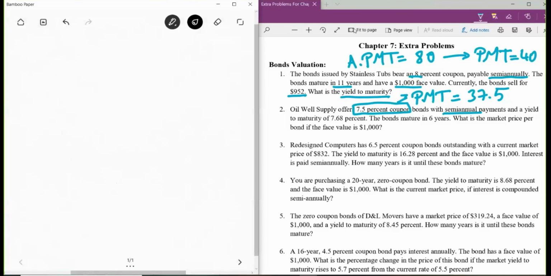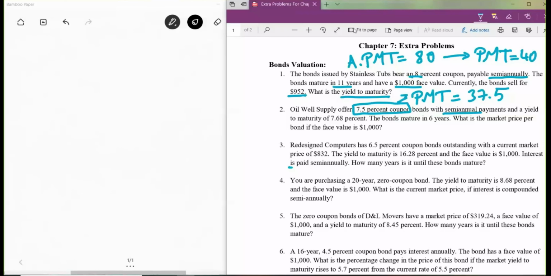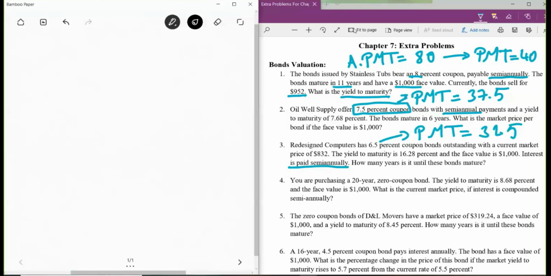I move now to problem number 3. Redesigned Computers has 6.5% coupon bonds outstanding. The current market price is 832. Yield to maturity 16.28. Face value 1000. Interest is paid semi-annually. This means that the payment equals 6.5 times 1000 divided by 2. The payment is 32.5. So 32.5, this is my payment.